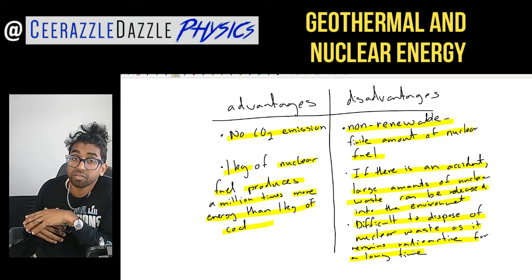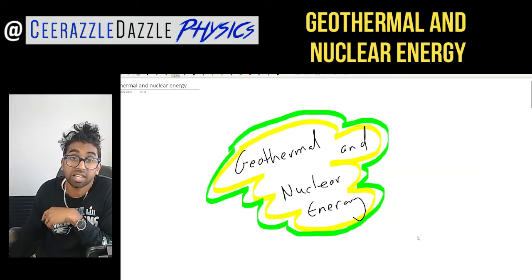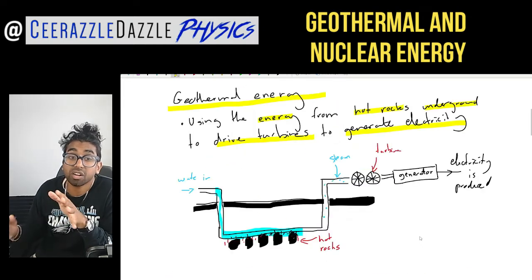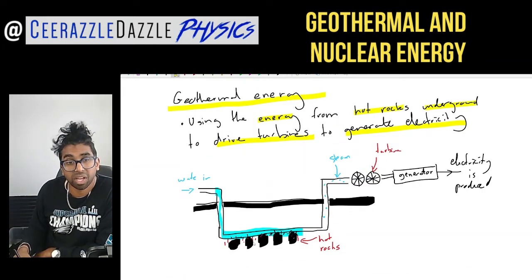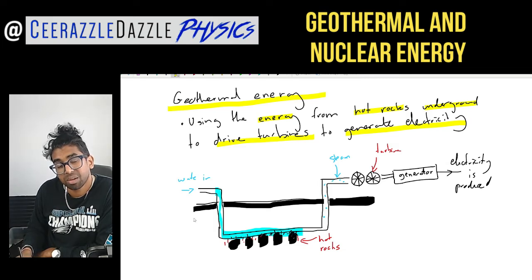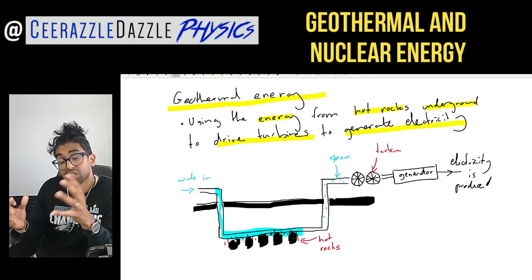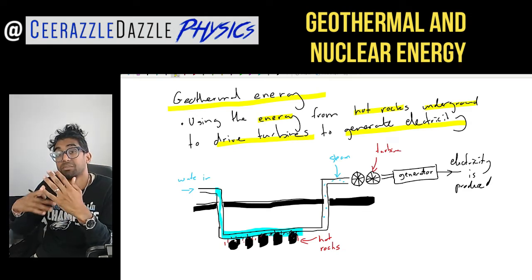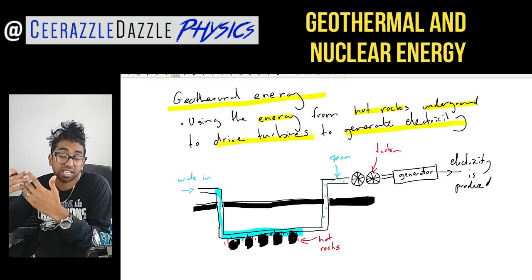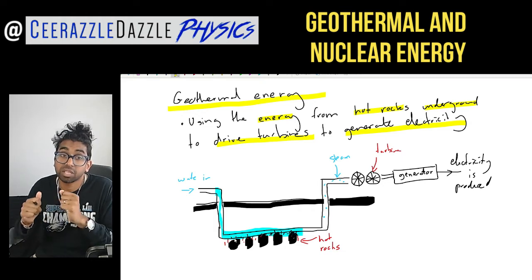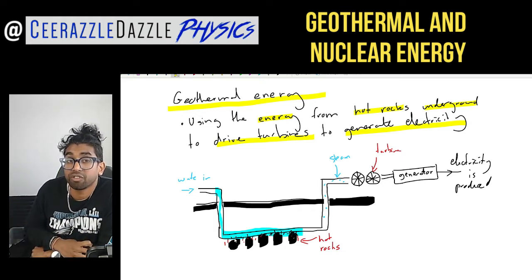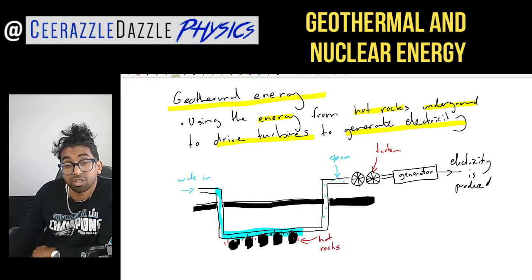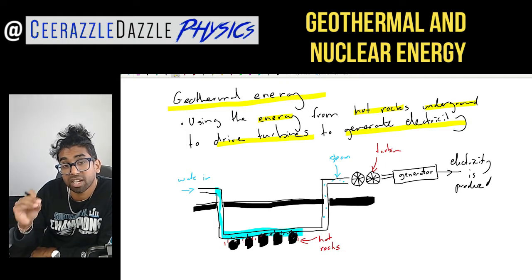So we're done for another session. Let's have a recap right from the top. Today's title was Geothermal and Nuclear Energy, and we started off with the following. I had a diagram to explain geothermal energy. We have a pipe, it's connected underground. We pump water in, and the hot rocks underground heat up that water, causing it to turn into pressurized steam. That steam then turns the turbines, which connect to the generator, and electricity is produced. And that is what geothermal energy is. It's using the energy from hot rocks to generate electricity.